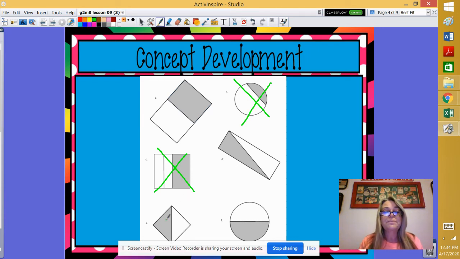Look at E. We have a shaded part and a non-shaded part. So we have 2 parts. Are they equal? Yes, they are equal in size. So E is partitioned into halves. Look at F. Here we have a circle partitioned into a shaded part and a non-shaded part. So we have 2 parts, but are those parts equal? Because remember, to be halves, it has to be 2 equal parts. Looking at the non-shaded part and the shaded part, yes, those are equal parts.